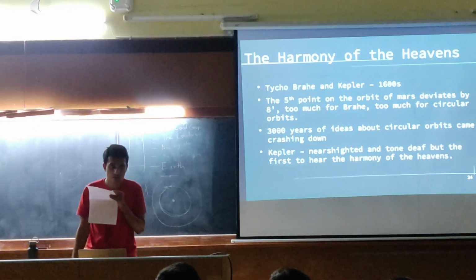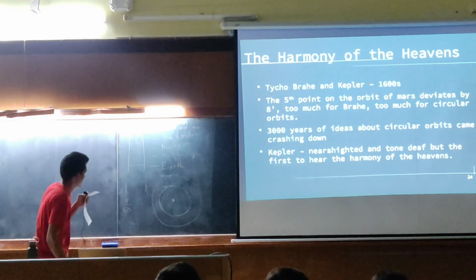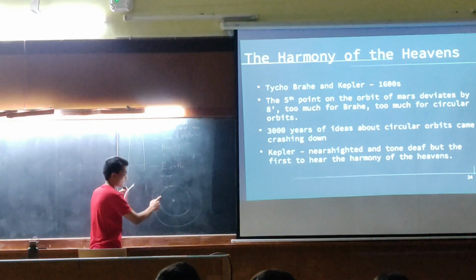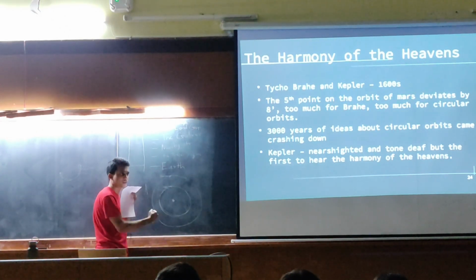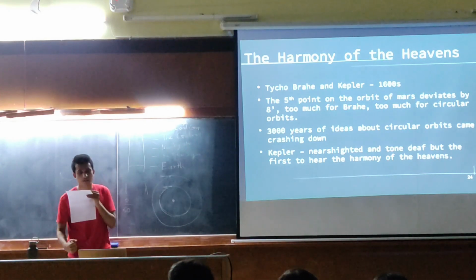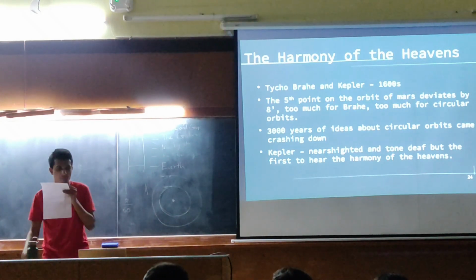So Kepler just got rid of this idea of circular orbits. So 3,000 years of this idea of holding on to perfect circles and perfect spheres just broke down in that moment.